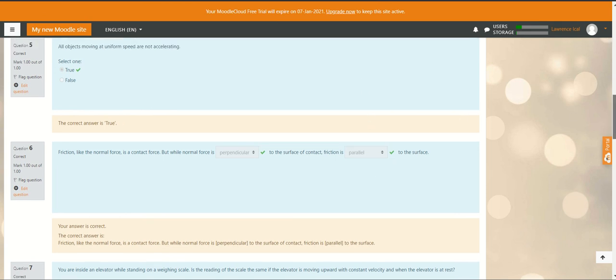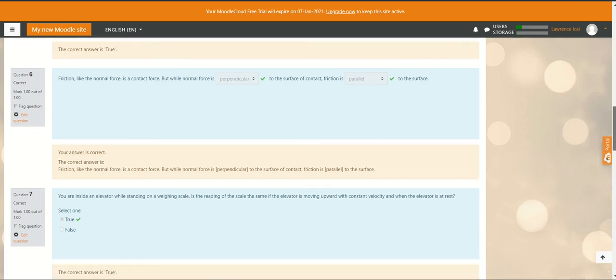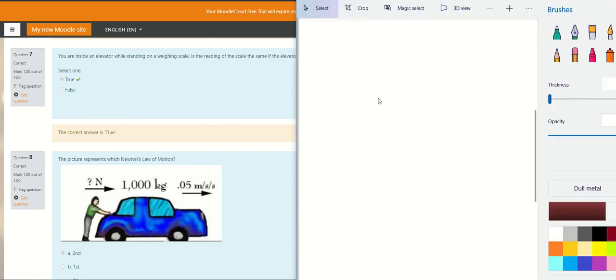Alright. So, friction is like normal force, a contact force, but normal force is perpendicular to the surface and friction is parallel. Actually, anti-parallel. So, next question. You are inside an elevator while standing on a weighing scale. Is the reading of the scale the same if the elevator is moving upward at a constant velocity and the elevator at rest? Well, there will be two scenarios now.